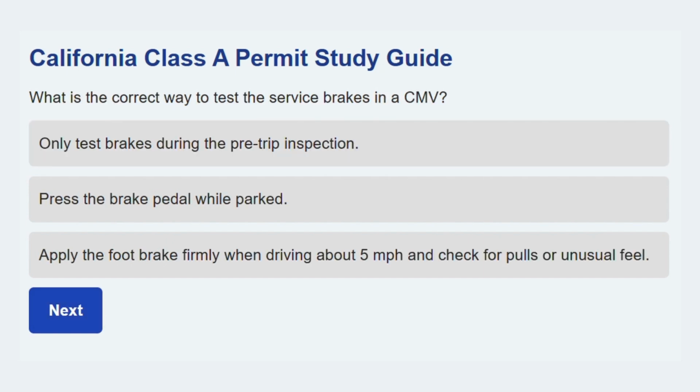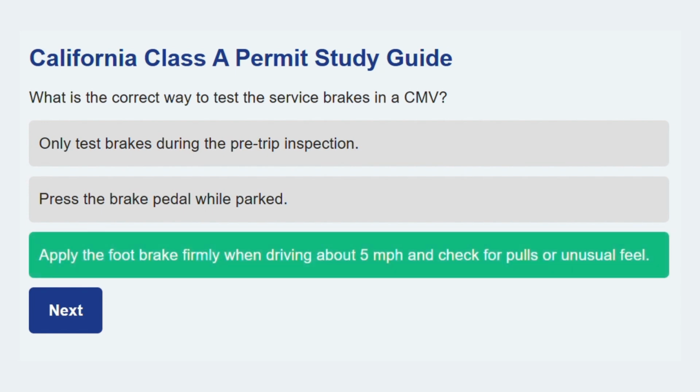Let's move on. What is the correct way to test the service brakes in a CMV? Apply the foot brake firmly when driving about 5 miles per hour and check for pulls or unusual feel. This checks for proper brake function and balance.